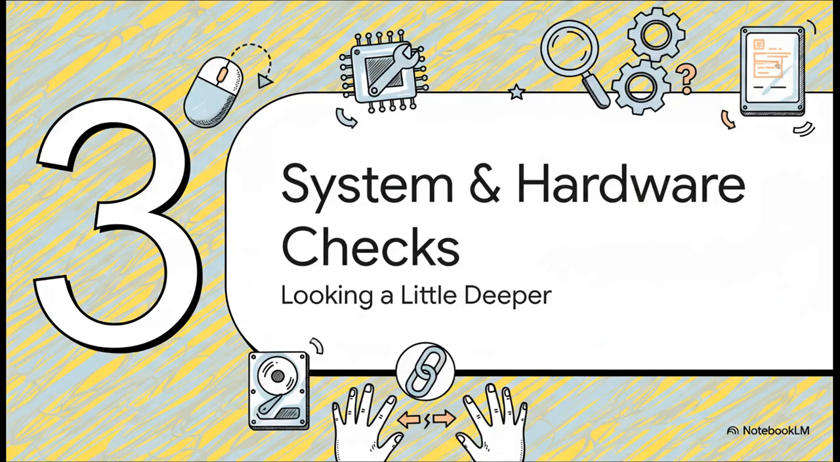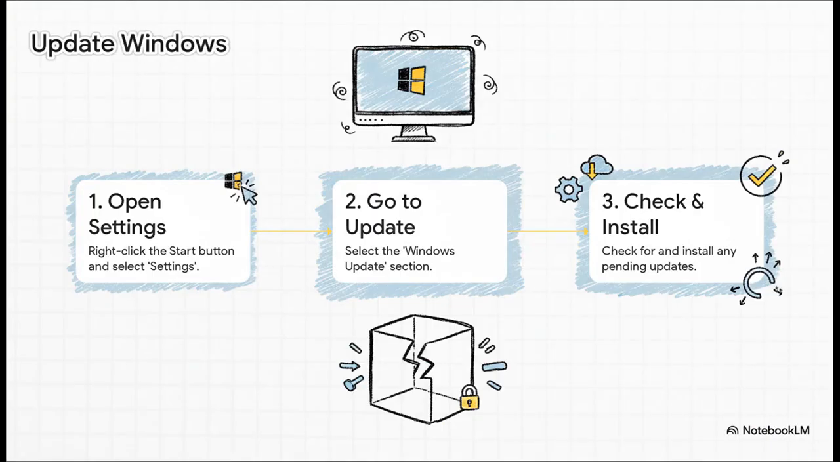All right, if those quick fixes didn't get it done, don't sweat it. It just means we need to look a little deeper. So for this next section, we're going to check for issues with your system software and maybe even your mouse itself. Okay, this one is huge. An outdated system can cause all kinds of bizarre problems, including this one. So it is absolutely crucial to make sure you're up to date.